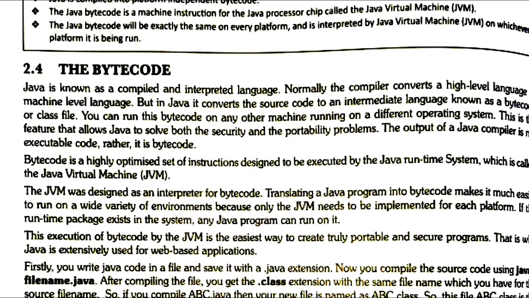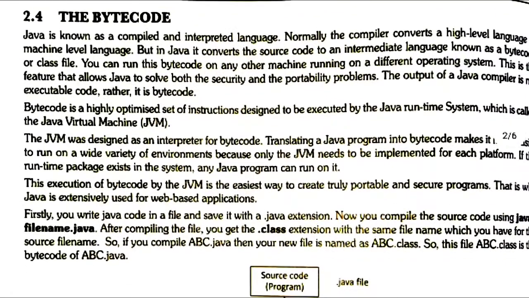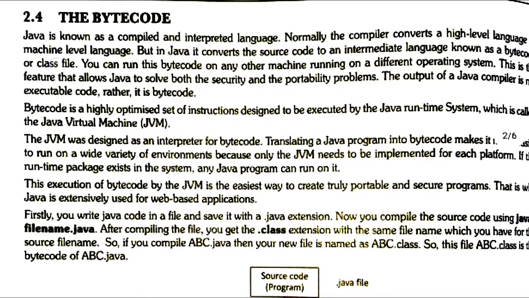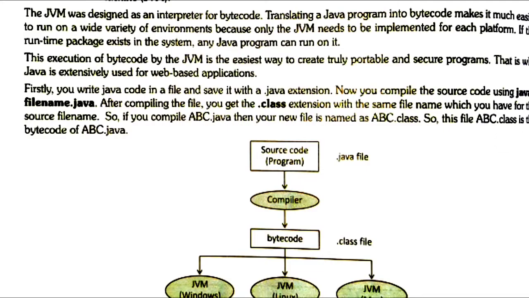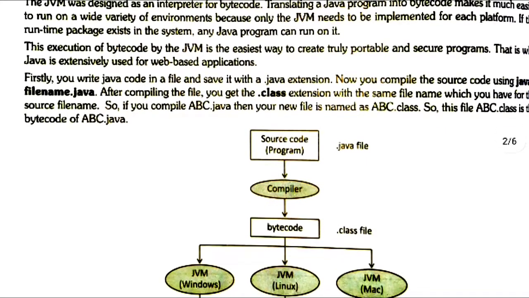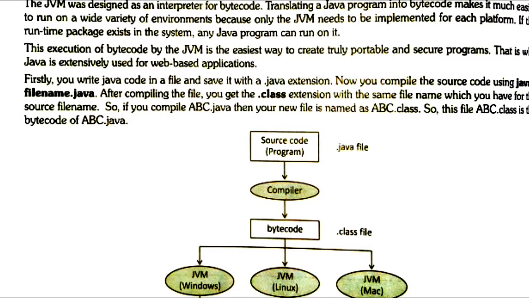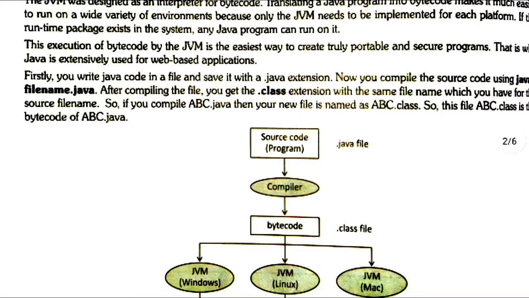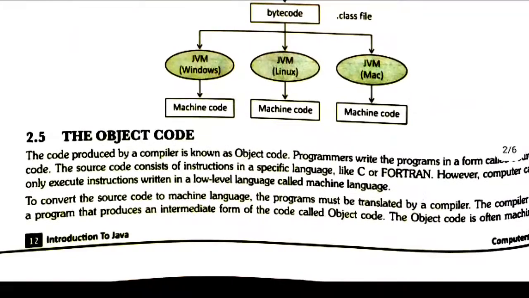The compiler will convert the high level language into machine level language. So here the Java compiler will convert the source code into bytecode, or it is also called a class file. I already explained this in the diagram: you use javac, and the file name .java is your source code for compilation. After the compilation you will get this .class file, which is object code, or you can call it bytecode.